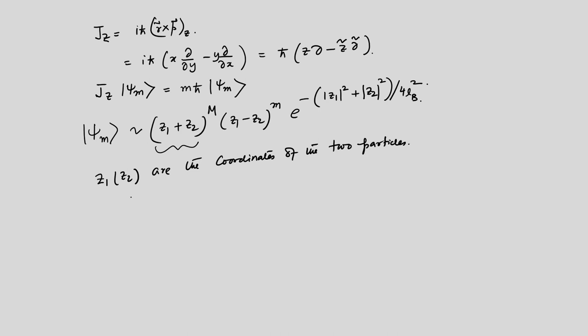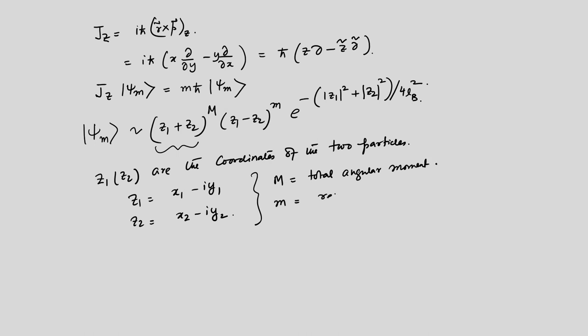Okay, so they are like x1 minus iy1, and z2 is equal to x2 minus iy2. Along with that, M is the total angular momentum of the two-particle system, and m is the relative angular momentum, that is |J1 minus J2|. They are of course integers, and they are not negative.